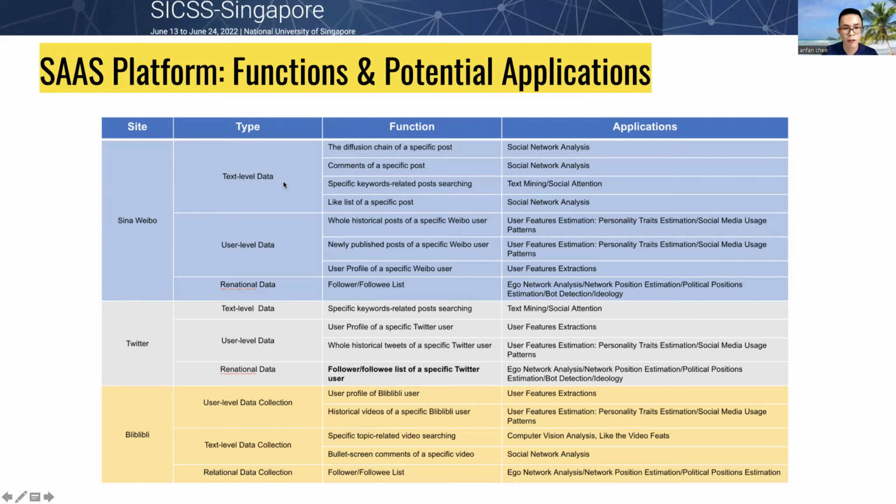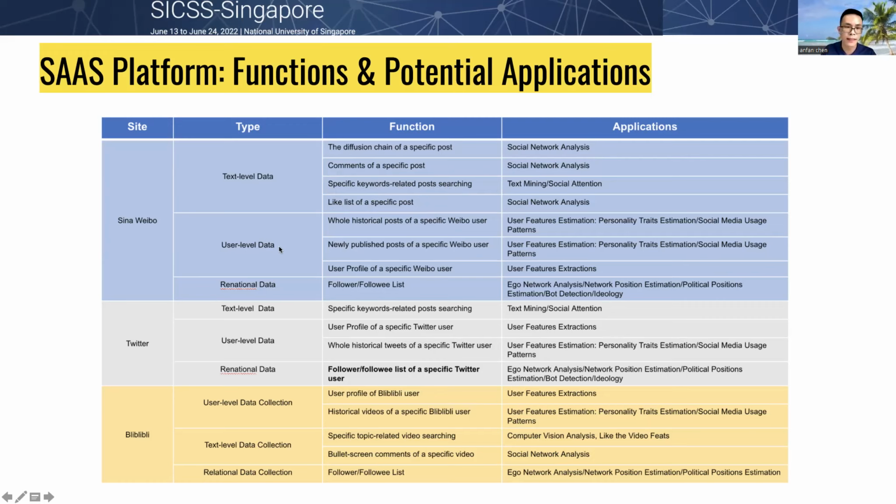For Sina Weibo, it provides many functions to collect the data, such as the text level data. I define it as text level data: the diffusion chain of a specific post. Once you get a post, you may want to build the diffusion chain of that post and do the network analysis. This function enables you to retrieve the posts in the diffusion chain of such a post, and you can do social network analysis. You can even collect the comments of a specific post, search posts by specific keywords, and get the list of the specific posts.